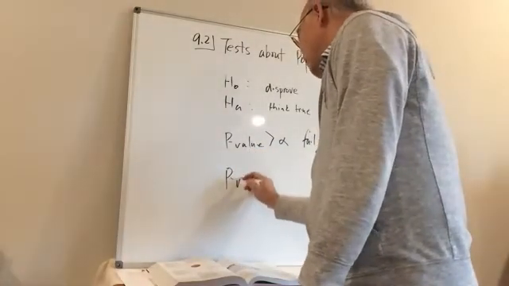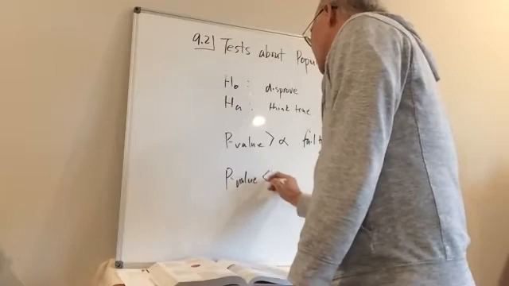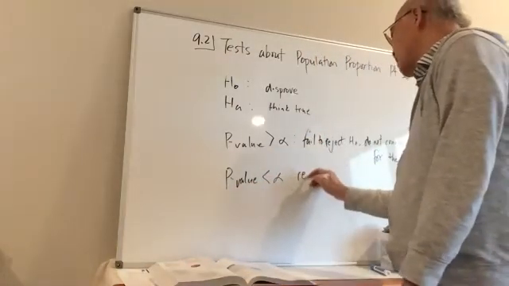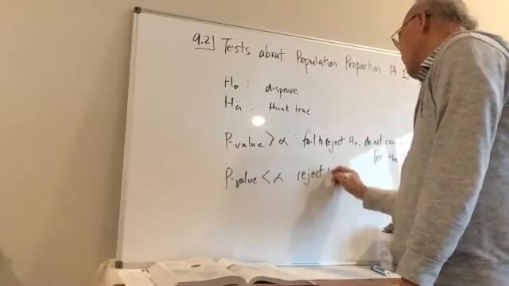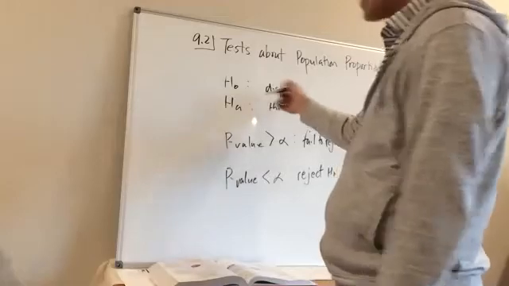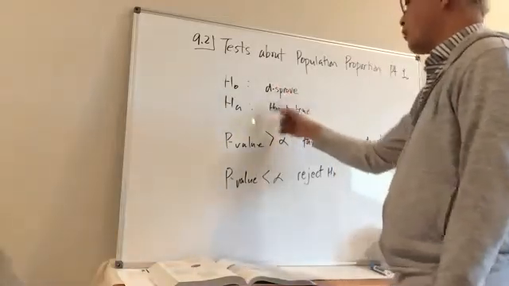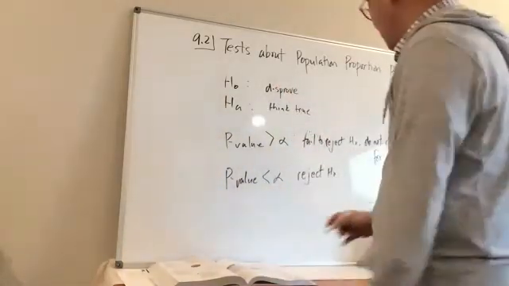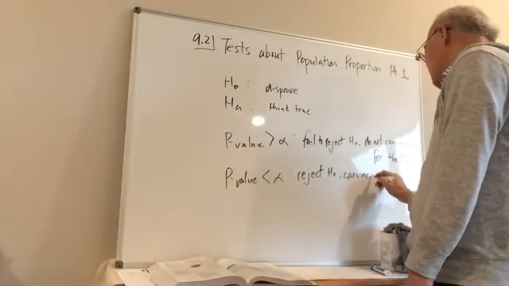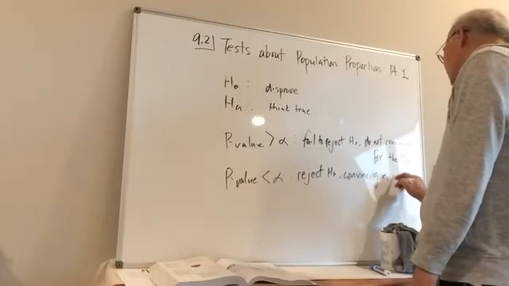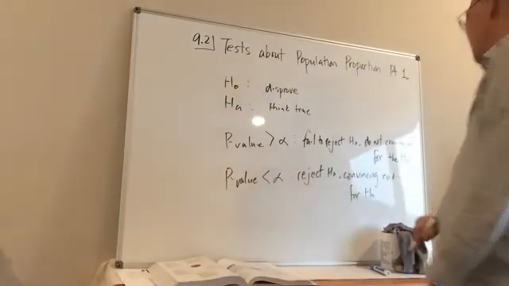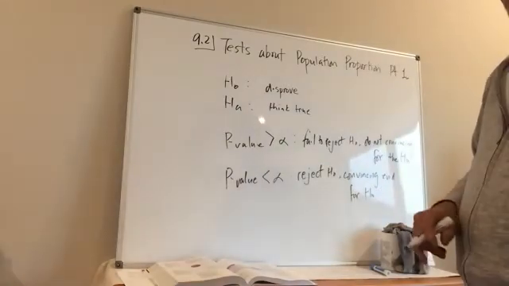If the p-value is less than alpha, we would reject the H0, which means that we're going to say that the H0 is not correct, and what we thought was true is true all along. And we are going to have convincing evidence for the Ha.